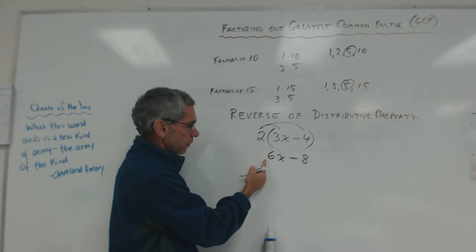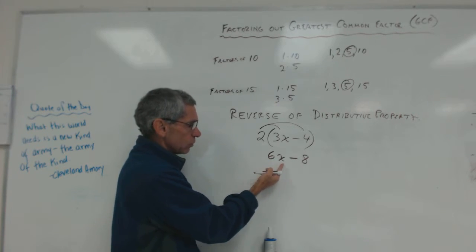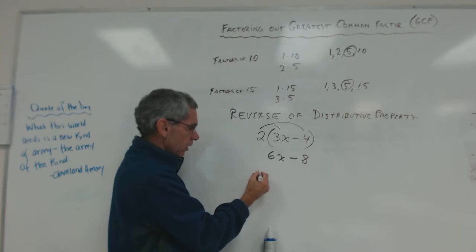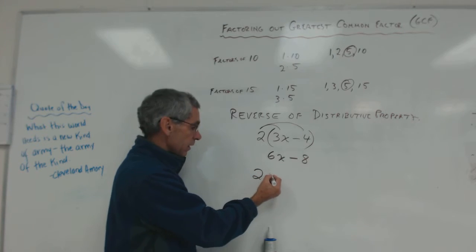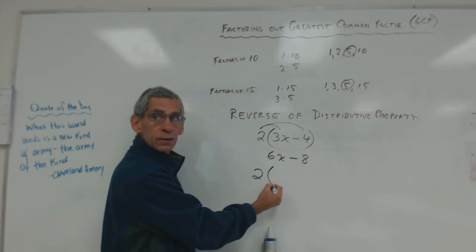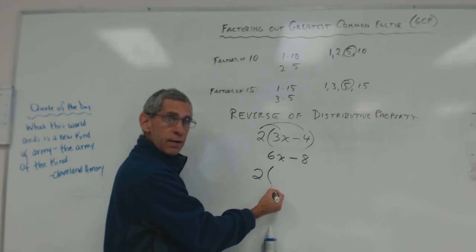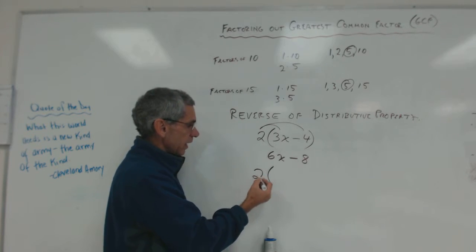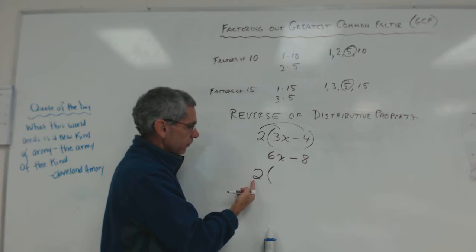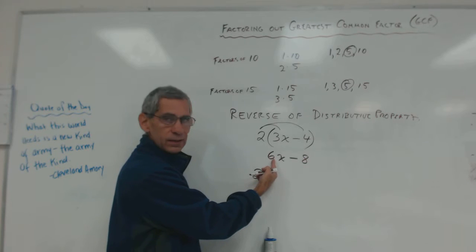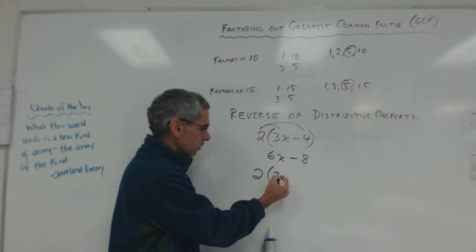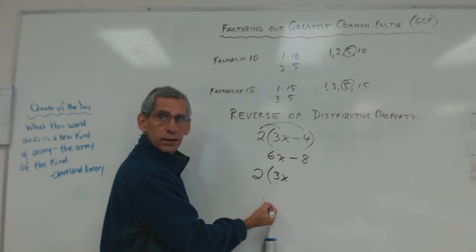So I would say, okay, I know 2 goes into 6. I could divide 6 by 2. I could divide 8 by 2. So when I know that number I can divide both things by, I write that number. Does that make sense? And then I put a parenthesis. Then I have to sort of think backwards. Well, 2 times what is 6? 3, and then there's an x that tags along, right? You see what I'm doing?